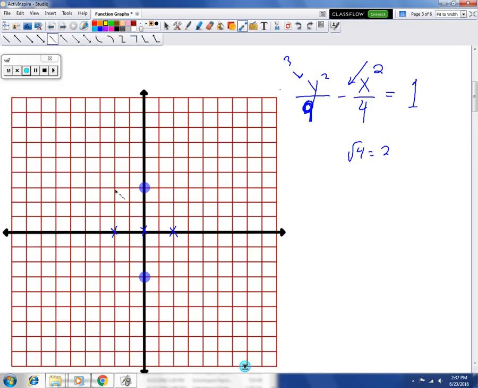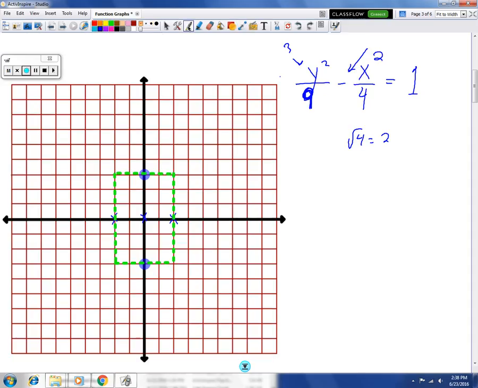Starting here, there's that, and then this one, and then this one and this one. The only purpose of that is to help us draw our asymptotes. So I'm going to put arrows this time.